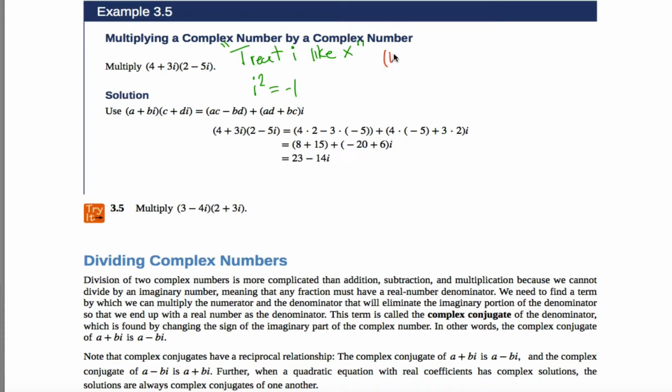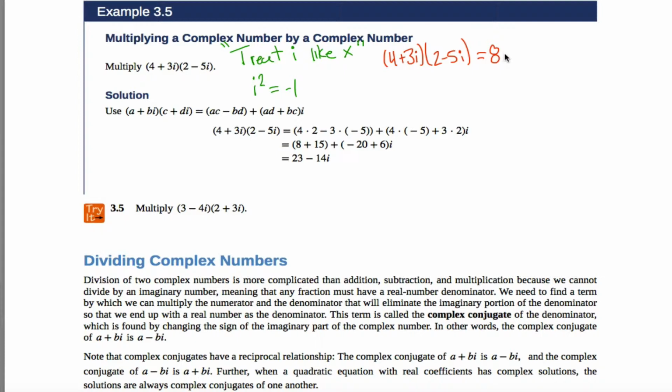I got 4 plus 3i times, I don't know why I'm rewriting the problem, but I've come this far. I'm pot committed at this point. 4 plus 3i times 2 minus 5i. If you were multiplying these guys together and you were just treating the i's like variables, well, I guess you'd FOIL. 4 times 2 is 8.